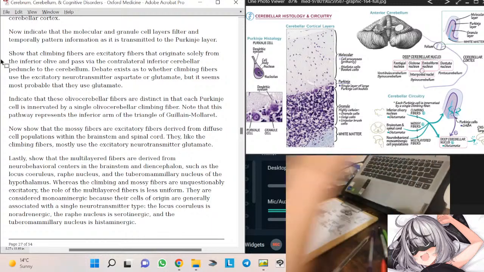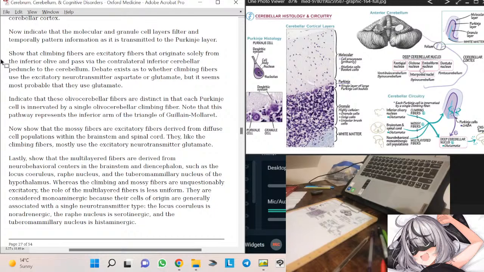Now show that the mossy fibers are excitatory fibers derived from diffuse cell populations within the brainstem and spinal cord. They, like the climbing fibers, mostly use the excitatory neurotransmitter glutamate. Lastly, show that the multilayer fibers are derived from neurobehavioral centers in the brainstem and the encephalon, such as the locus coeruleus, nucleus raphe, and the tuberomamillary nucleus of the hypothalamus, whereas the climbing and mossy fibers are unquestionably excitatory.